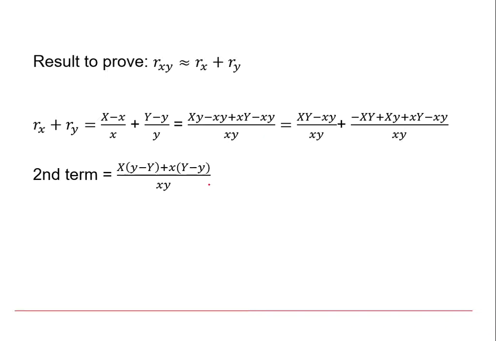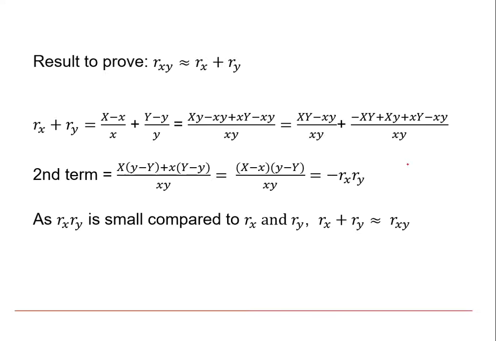So that can be rearranged to give that, and that is in fact Rx times Ry times minus 1, because notice the y's are the wrong way round. So as that's the product of two small quantities, we can ignore that, relatively speaking, so that Rx plus Ry is approximately equal to Rxy.